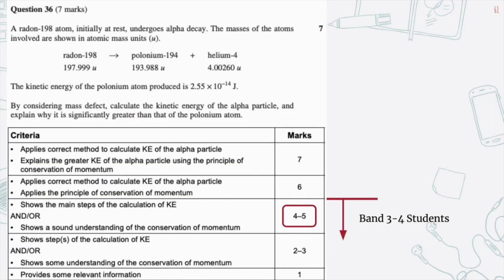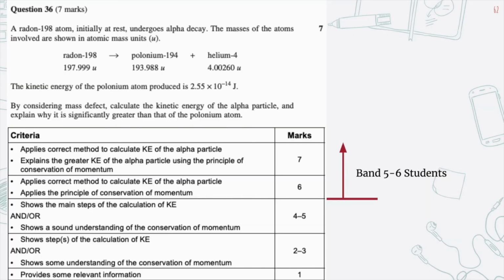So let's have a look at what happens if we just do one or the other. Now, band 3 or 4 students would fall into this category. They are able to either just solely do the calculation and not have a very good explanation of why this happens, or vice versa. They know exactly why this happens, but they don't have the mathematics ability to be able to support this. We see a band 5 to 6 student is able to do both of those with varying degrees.